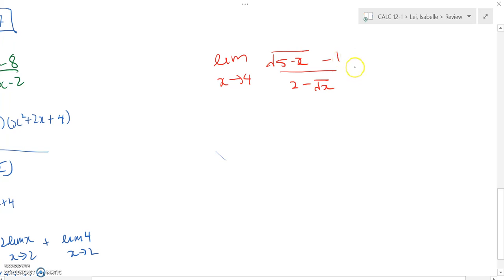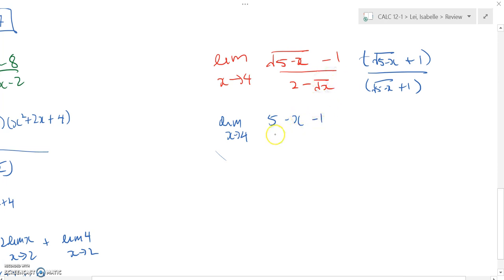But if neither multiplying by the conjugate of the top nor multiplying by the conjugate of the bottom works, then that means the limit does not exist. But in this case, when we multiply the function by the conjugate of the top, which is root 5 minus x plus 1, and we multiply that to the bottom as well, then that actually does cancel out. So this becomes the limit as x approaches 4 of 5 minus x minus 1 over 2 minus root x times root 5 minus x plus 1.